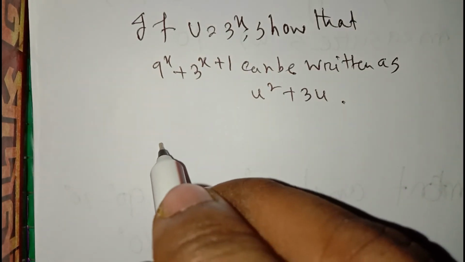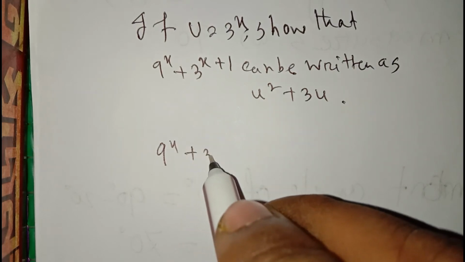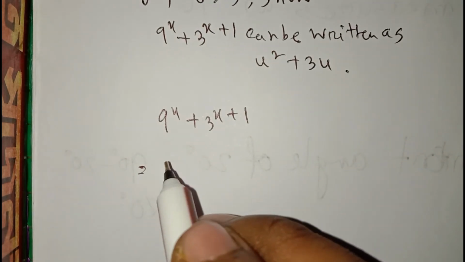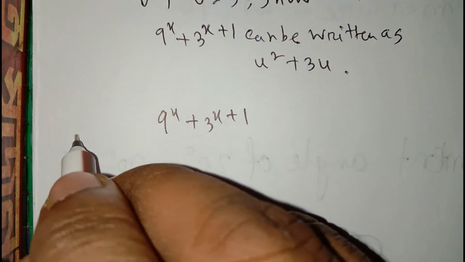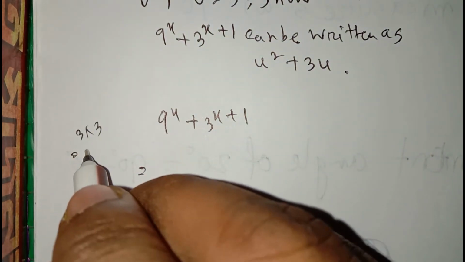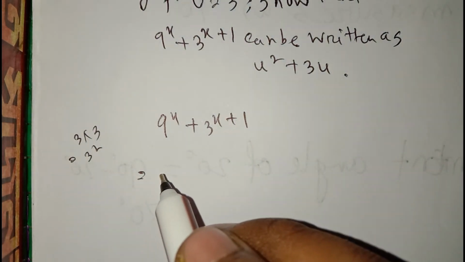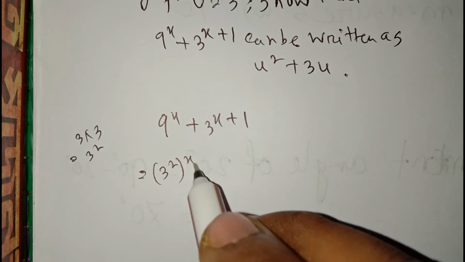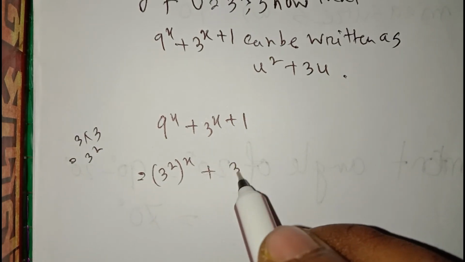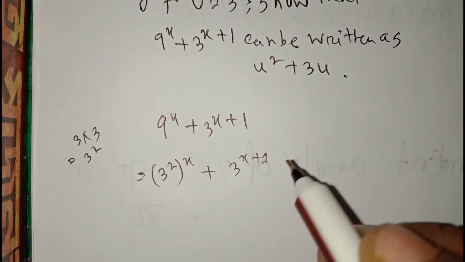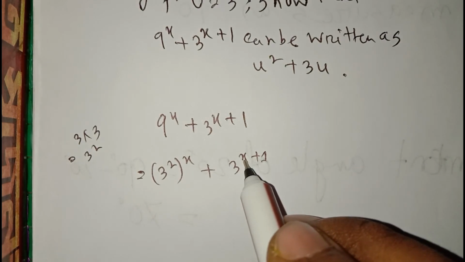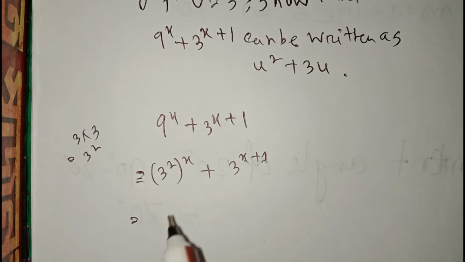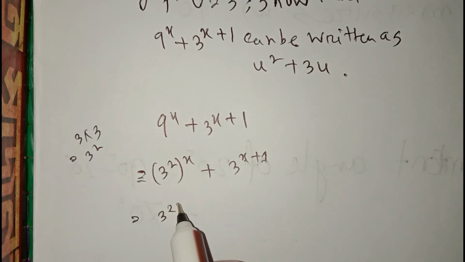So 9 to the power x plus 3 to the power x plus 1. Now 9, that means 3 multiplied by 3, that means 3 squared. So we can write 3 squared, and here is x, plus 3 to the power x plus 1. This x is also a power index and this 1 is also a power index. So 3 to the power 2x.